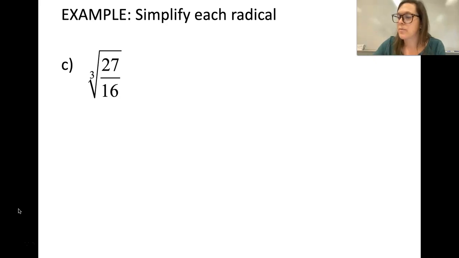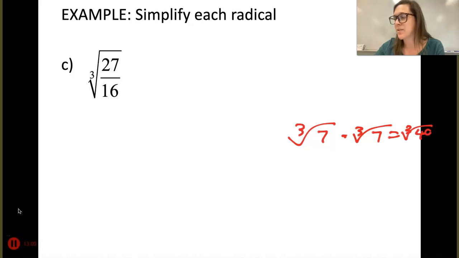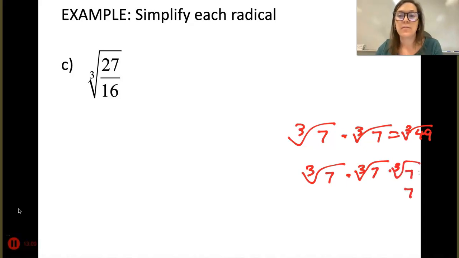Ooh, cube roots. Let's do some cube root work. Okay, so cube roots is where it gets a little bit more confusing. It's not as easy as just multiply by the radical. Because if you guys remember back when I said the cube root of 7 times the cube root of 7 is the cube root of 49, so I'm still left with a radical. I need 3 cube roots of 7 in order to be left with a 7, right?